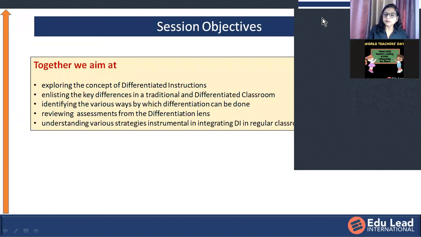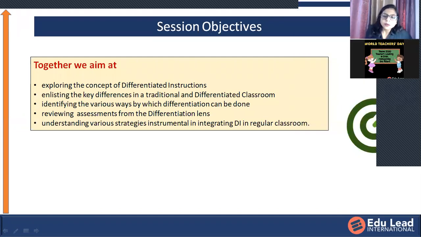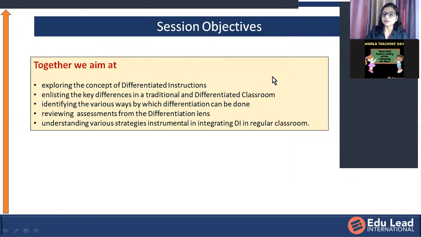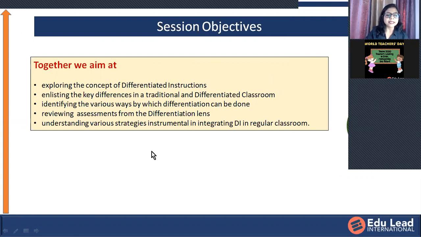Okay, so we'll first begin with our session objectives. What are those things which we need to accomplish today? We are aiming at exploring the concept of differentiated instructions in totality, as to what is differentiated instructions. Second, enlisting the key differences in a traditional and a differentiated classroom. We'll also be identifying various ways by which differentiation can be done. We'll review assessments from the differentiation lens, and we'll also be understanding various strategies which are instrumental in integrating DI in regular classroom. So these are certain things which we are going to do today.